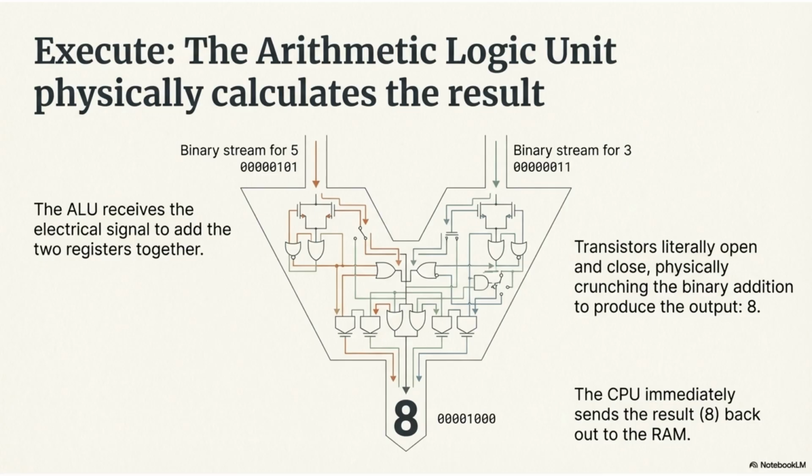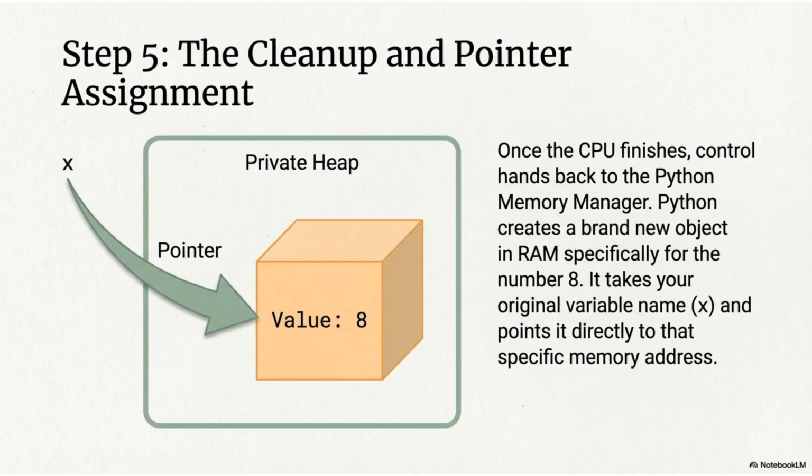In the execution stage, the arithmetic logic unit, or ALU, receives the electrical signal to add the two registers. Transistors physically open and close, crunching the binary addition to produce the result, which is then immediately sent back out to the RAM.